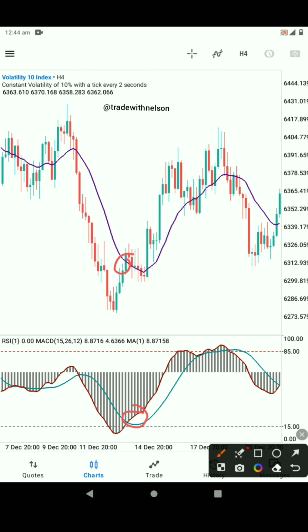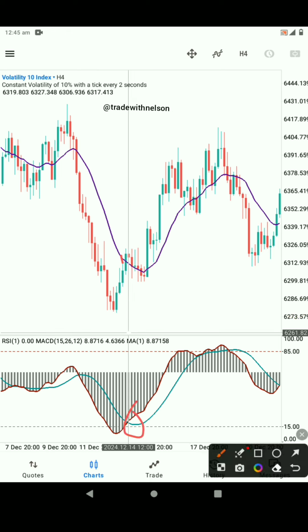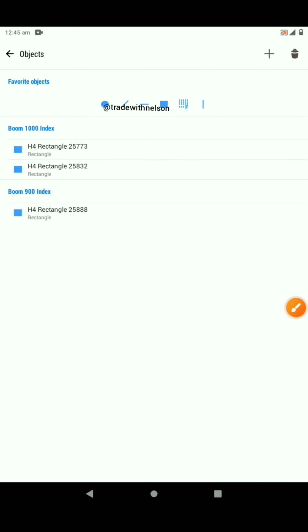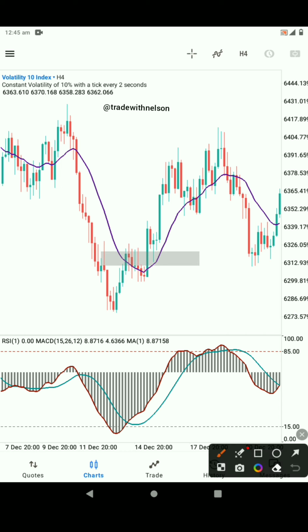At the same time, you want to see the cross of the moving average and the MACD. You have it at this point. So what do you do next? You draw out your recent support and resistance level. This green candle over here, that is a pullback.